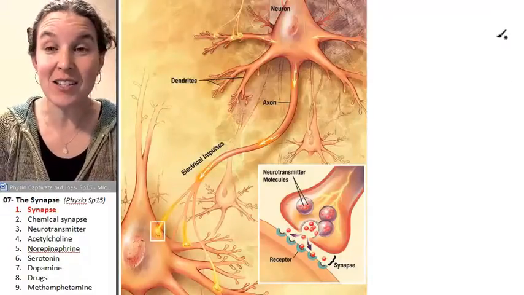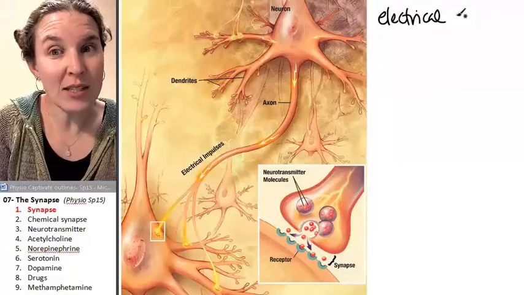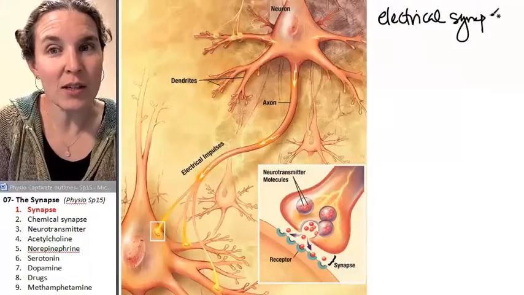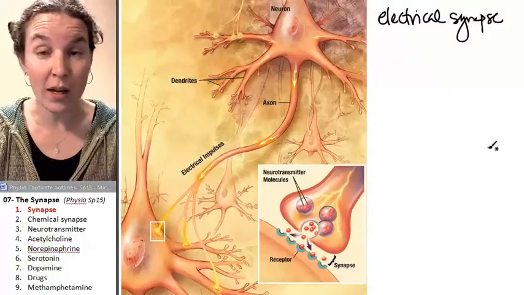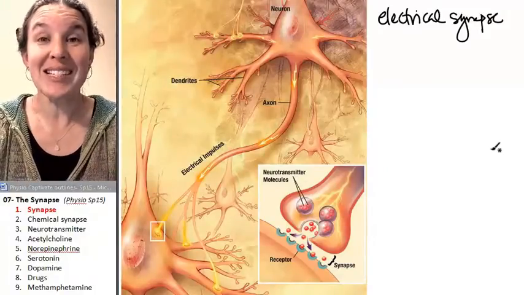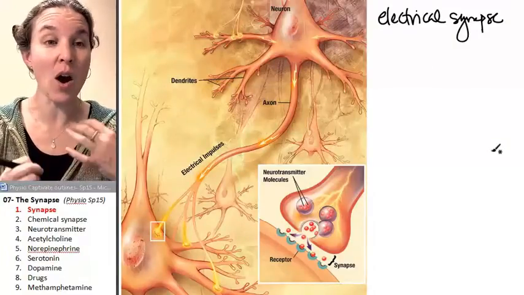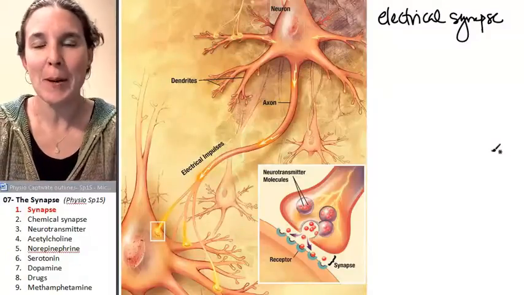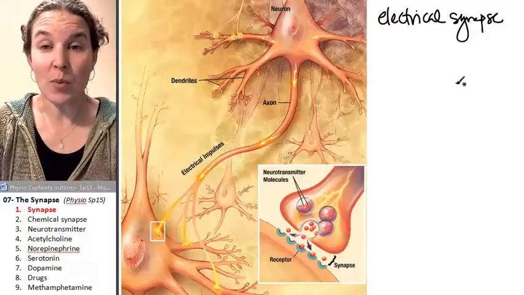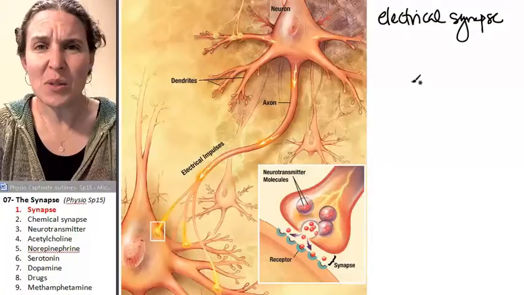So imagine this for a second. Imagine an electrical synapse. And this is all I'm going to say about electrical synapses. We're not going to talk about them very much. We will see them in action when we talk about the heart and how heart muscle communicates electrical information all around it. So electrical synapses are important to understand, but essentially an electrical synapse is there is no space.